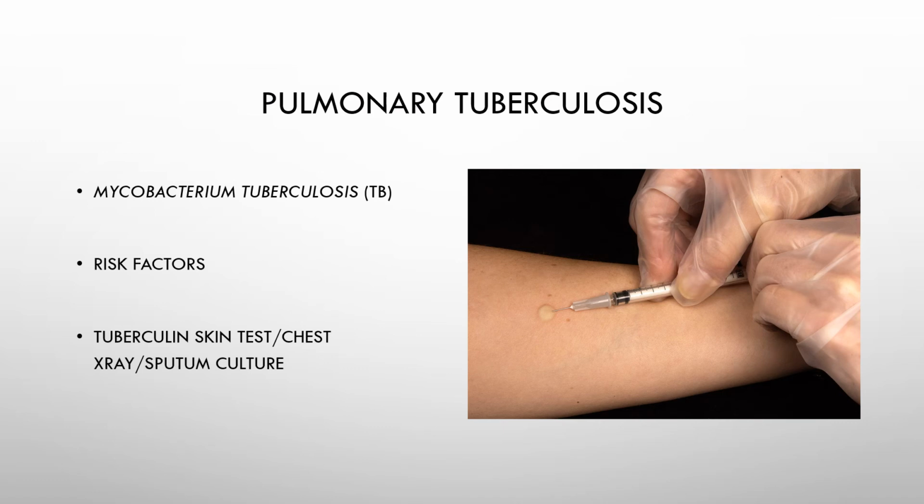Pulmonary tuberculosis occurs when an individual comes in contact and particularly inhales the bacteria of Mycobacterium tuberculosis, or TB. The bacteria is transmitted through the airways, as I mentioned, and once it is inhaled, it goes into the alveoli where the agent begins to multiply.